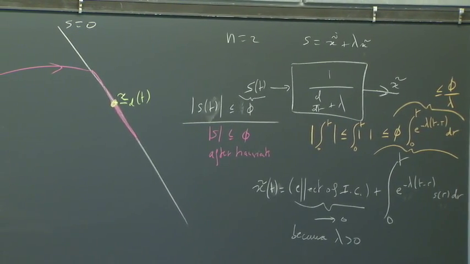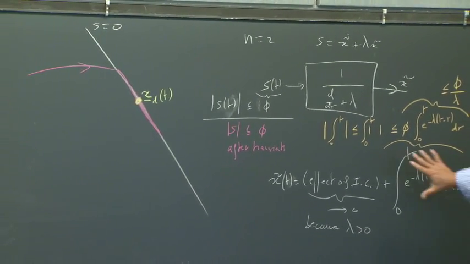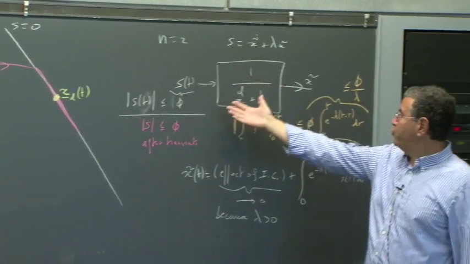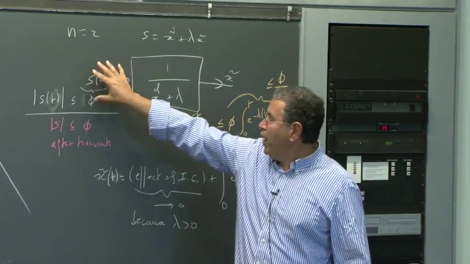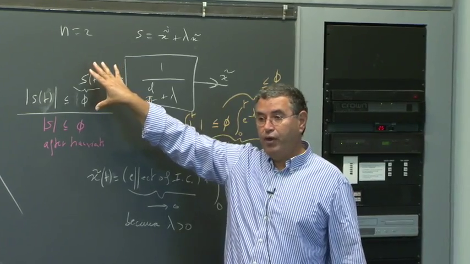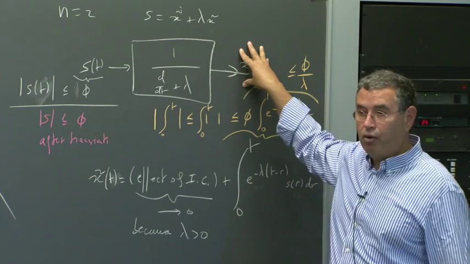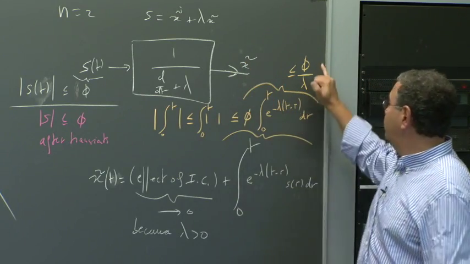Okay, so what does it say? It says that we start with some initial conditions. We know they go away. S is always bounded by phi. Then the resulting error, x tilde, will be bounded by phi over lambda.